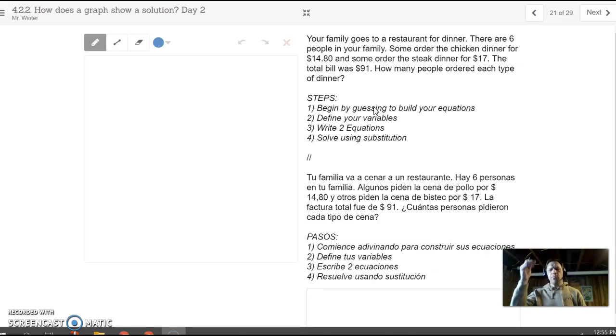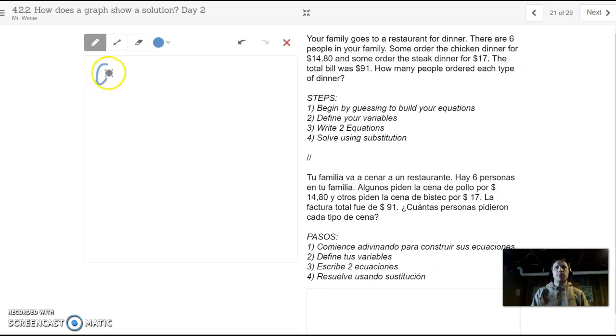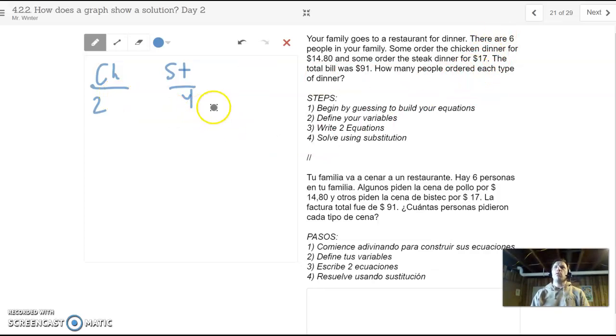And so here are the 4 steps we really want you to try to use. Begin by building your equation by guessing, right? And keep track of your guesses so that you see the patterns that happen. So we have chicken and steak. I usually just make a little list here, chicken and steak. So my guess, I'm going to guess 2 people had chicken. That means 4 people had steak, right? I'm just using the information. 2 people with chicken, 4 people with steak. That gives me my total of 6.